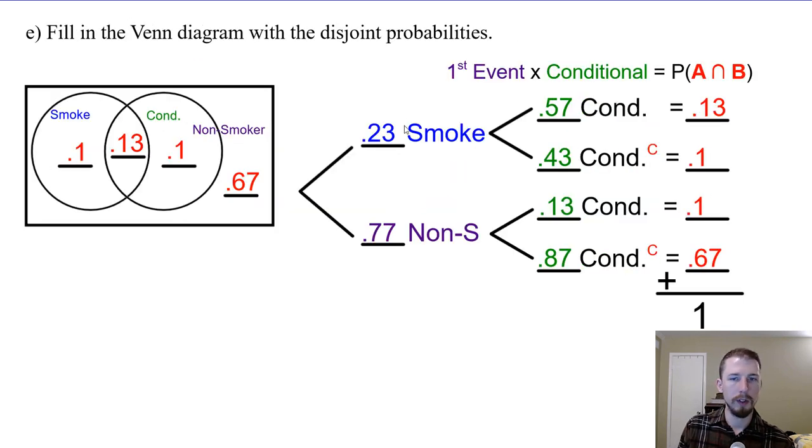Fill in the Venn diagram with the disjoint probabilities. Well, all four of these disjoint probabilities will go in here. So smokers but did not have the condition would be 1%, 13% would be both. Had the condition as a non-smoker would be 10%, and then the rest are the 67% that were non-smokers without the condition, which was the majority of everyone.